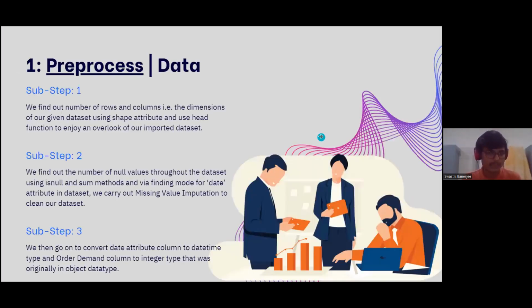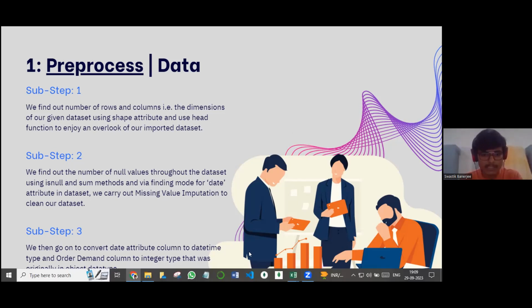So the first step is to pre-process our data set. First we import the data set and find the number of rows and columns, that is the dimension of our given data set, using the shape and head function. And then we see the first 5 rows of the data set. That's substep one for you. And number two, what we need to do is to clean our data set. Of course, we know that all the data sets that we get are not all clean. There might be missing values in the data set. So what we do here is use the isnull and sum function and then use mode for the date attribute in the dataset to carry out missing value imputation.